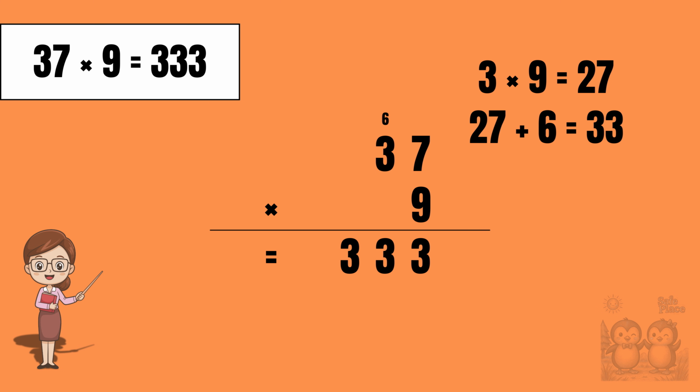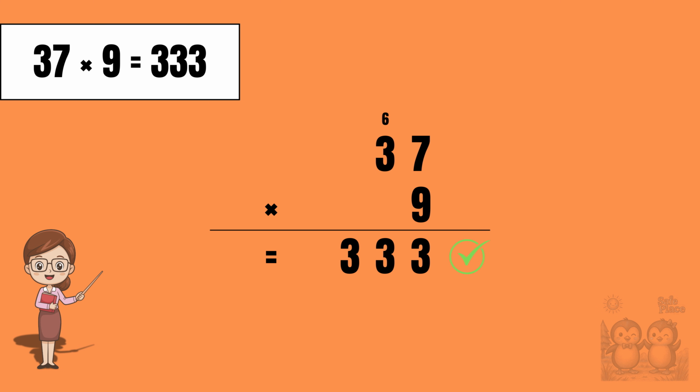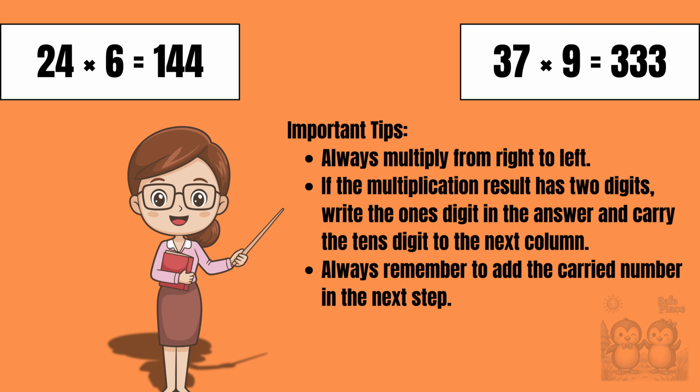Step 3. Read the final answer. The multiplication is complete. 37 times 9 equals 333. Important tips: always multiply from right to left.